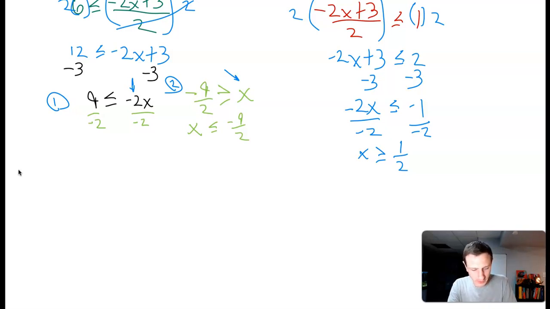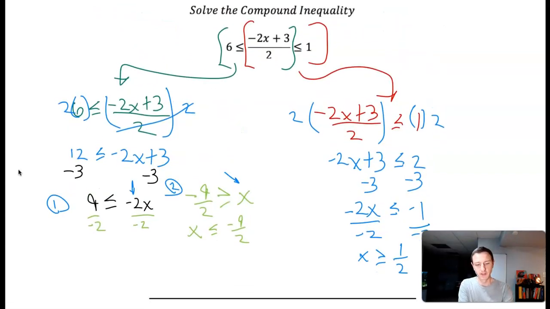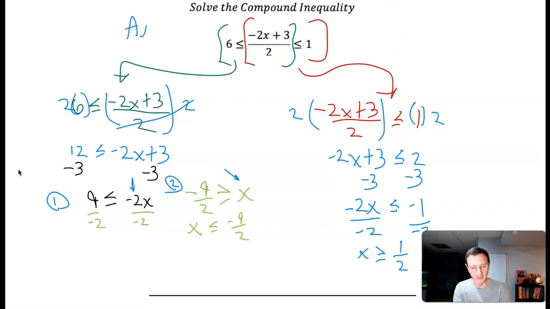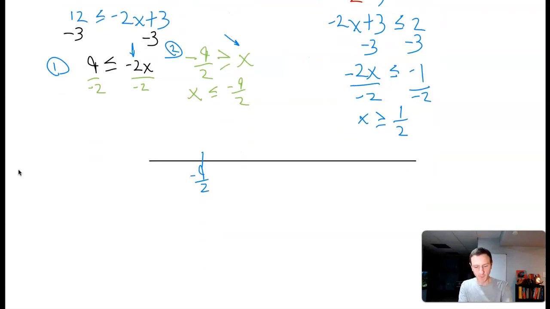Let's go ahead and talk about the solution now. So in a scenario like this, where we have this compound inequality, this is a scenario where we're going to be dealing with and. So the intersection of our solutions. So we have x is less than or equal to negative 9/2. So we want all the solutions out this way. We have x is greater than or equal to 1/2. So we want all the solutions out this way.